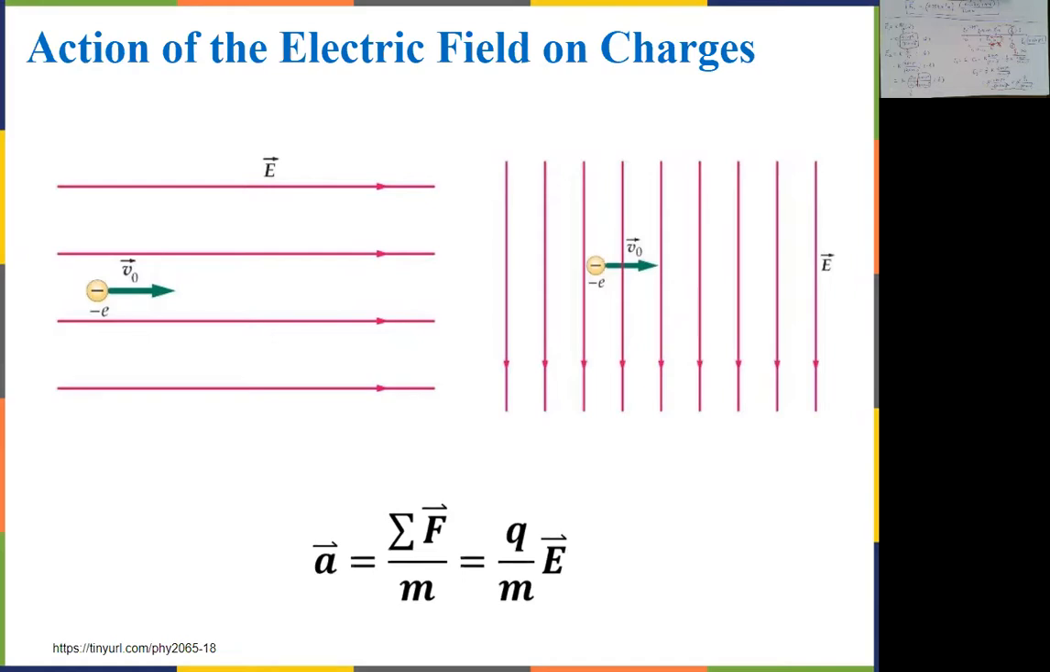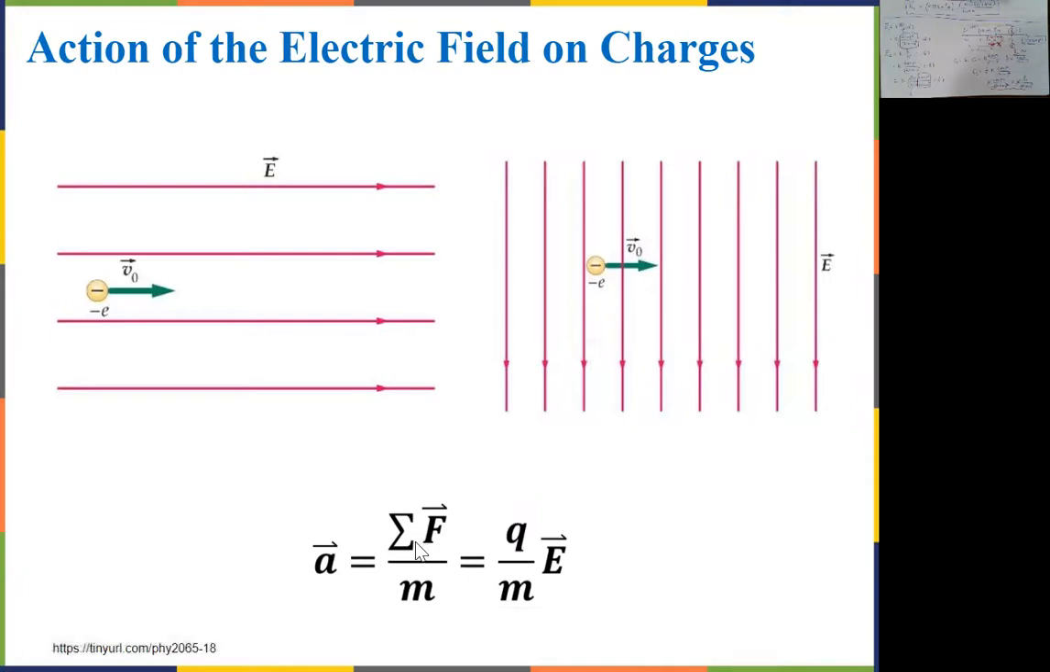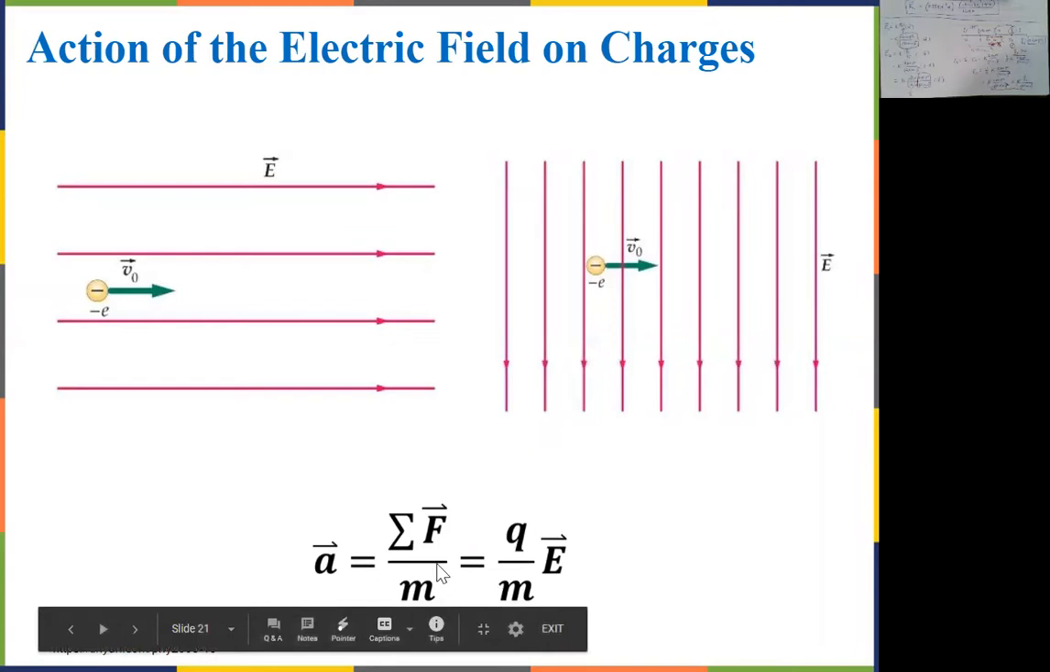So if you have charges in the presence of the electric field, in this case the electric field is in this direction. Now this charge is a negative charge, minus e. That means the force will be in the opposite direction, right? Electric force is in the opposite direction. So this guy will slow down, okay? The velocity will slow down. It will experience an acceleration, the net force, which means the electric force in this case, divided by the mass of it. So Q over M times the E field.